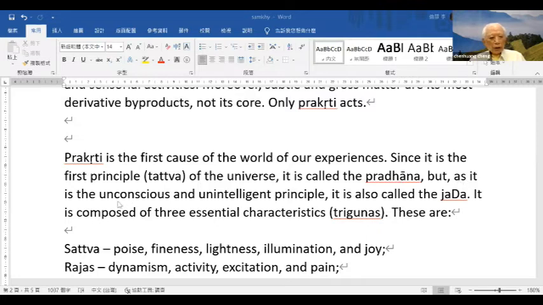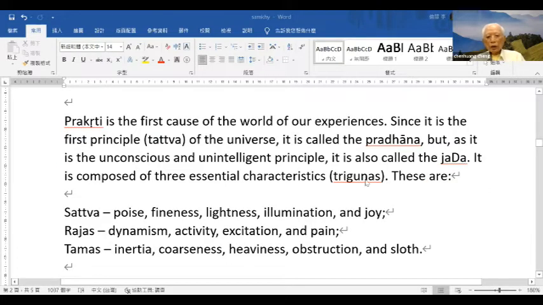But as it is the unconscious and the unintelligent principle, the conscious and the intelligent principle are the function of the Purusha. But Prakriti is unconscious and unintelligent. It is also called the jada. It is composed of three characteristics or three qualities. We call them gunas. Tri means three. In Sanskrit it is tri, but in Pali it is ti.